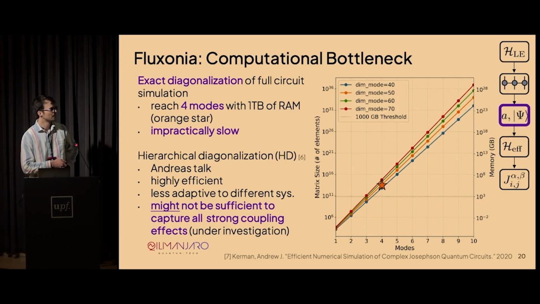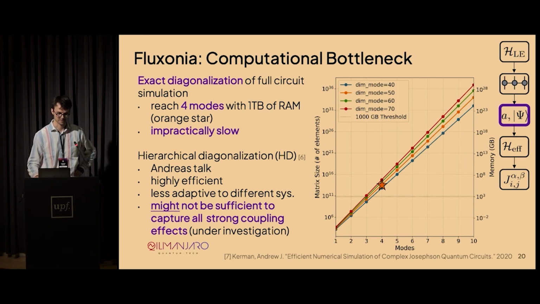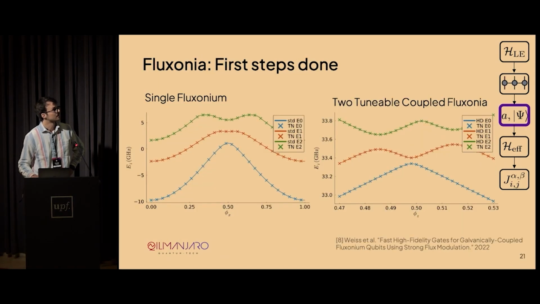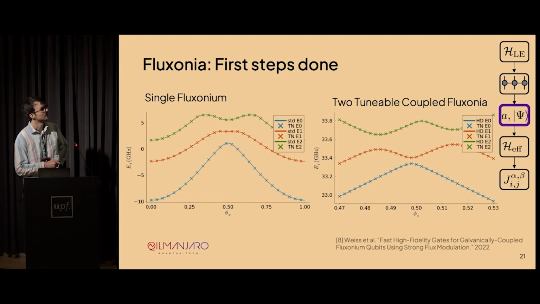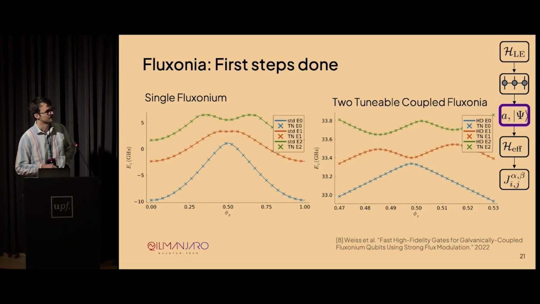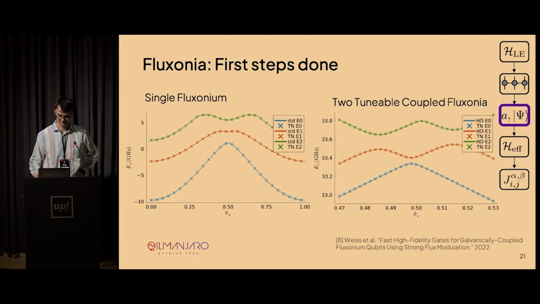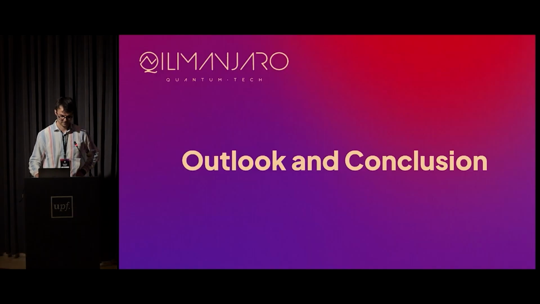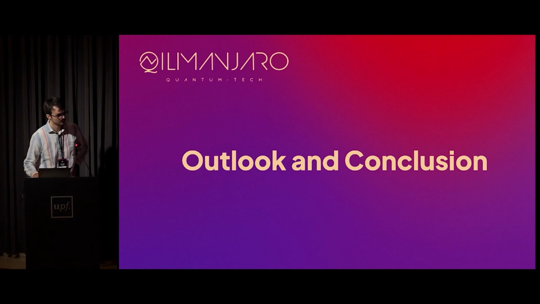And we are currently studying if we can see something more in the tensor network scheme compared to this hierarchical diagonalization. And we have done the first step, so we can calculate, again, the sanity check of the single fluxonium, and also we match the result of the hierarchical diagonalization for the two fluxonia with tunable coupler. And so I come to the outlook and conclusion.